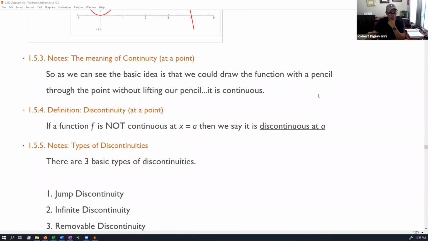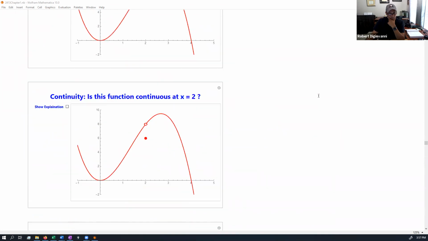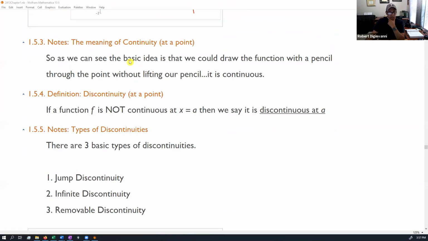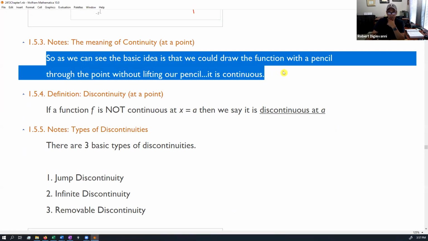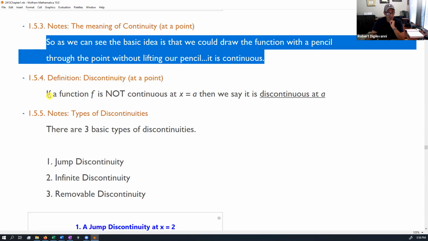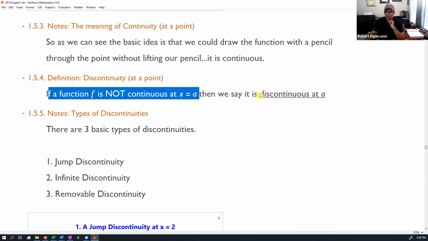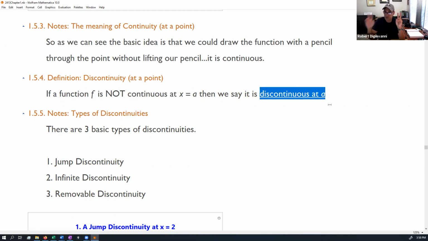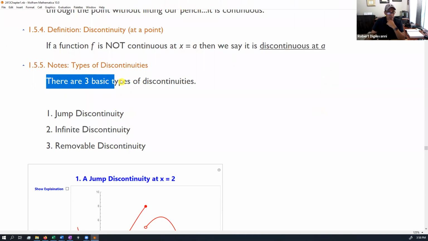Okay, so let's see. The basic idea is that for a function to be continuous, we have to be able to draw it without picking up our pencil. That's basically what it means to be continuous. If a function is not continuous at some point, then we say it is discontinuous at a. That's just definition.